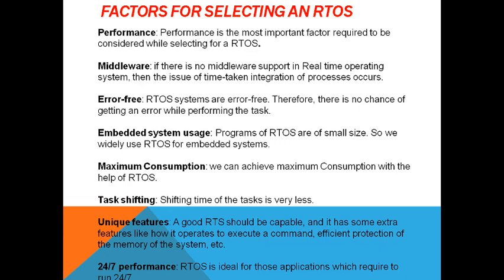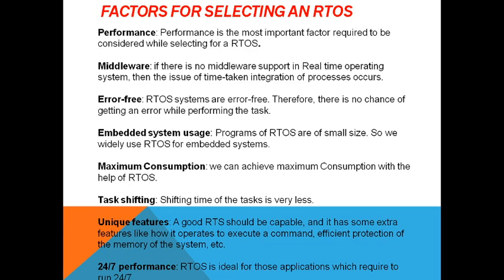Second is the middleware. If there is no middleware support in the RTOS, then the issue of time taken for integration of processes occurs. Third is error free. RTOS systems are error free, therefore there is no chance of getting an error while performing the task. Then, programs of RTOS used in embedded systems are small in size, so we widely use RTOS for embedded systems. Next is maximum consumption. We can achieve maximum consumption with the help of RTOS. Task shifting time is very less.